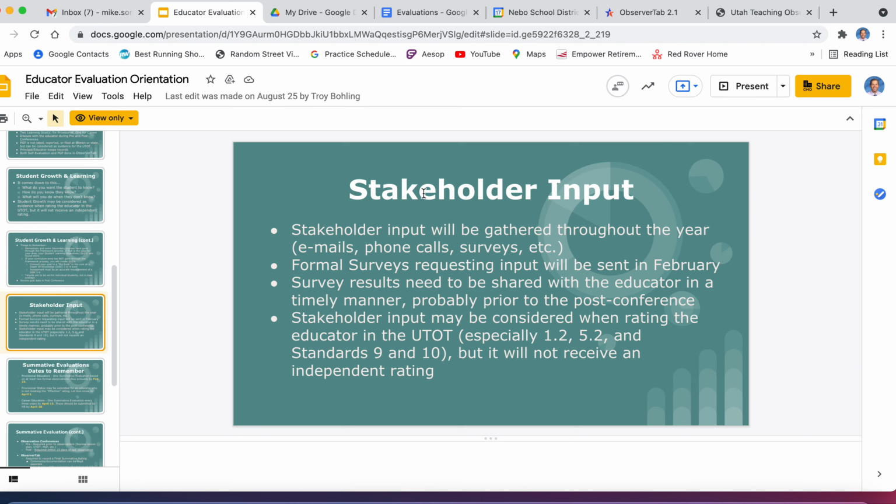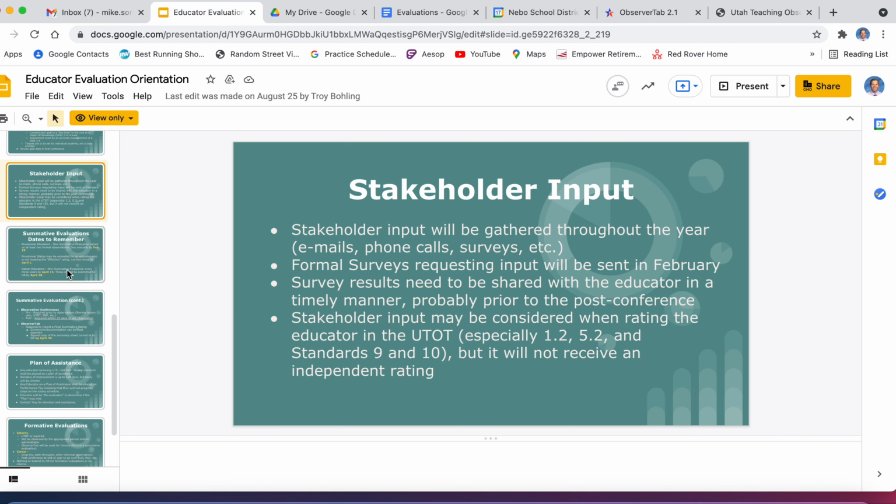Stakeholder input is a part of this whole process. Stakeholder input will be gathered throughout the year: emails, phone calls, surveys, etc. Formal surveys requesting input will be sent in February. So that's the one the district sends out. And then I will share those with you when they come back, in a timely manner, so that you will have an idea of those results.